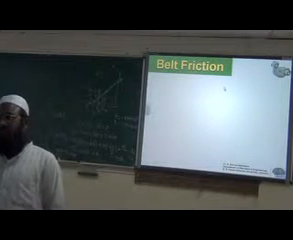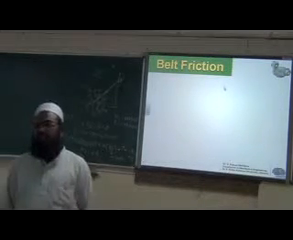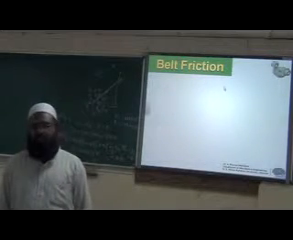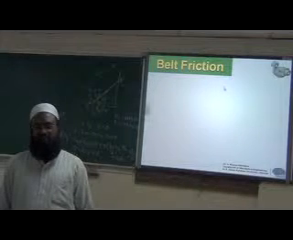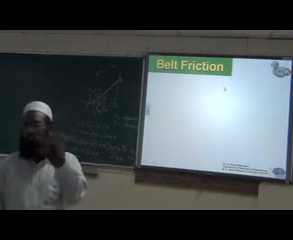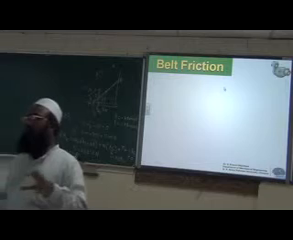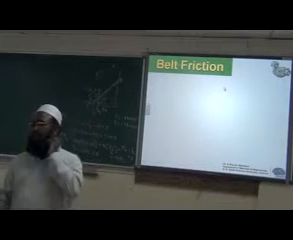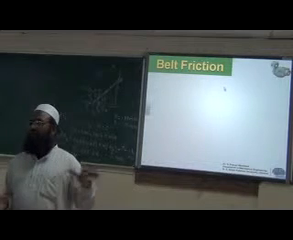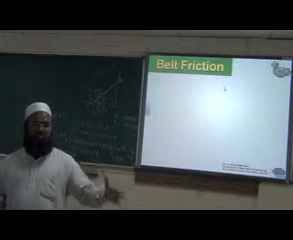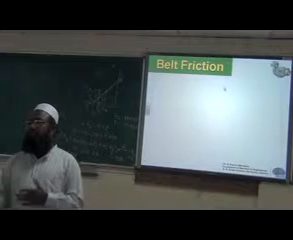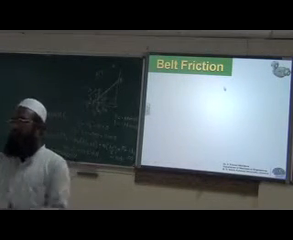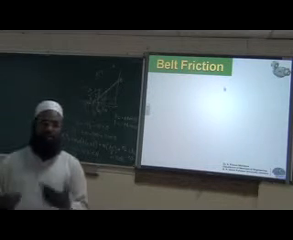What are the different transmission systems we have? Gears, then belt, then shaft. We have to convey motion between two shafts. One may be the engine shaft. For example, in the automobile we have an engine shaft, also axle. Between the engine shaft and axle we have to convey the motion in a particular way. We have to transfer the motion in a particular way.